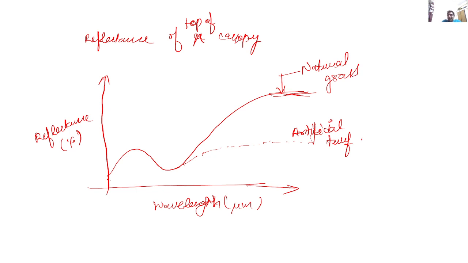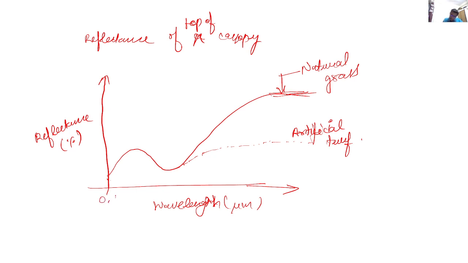If you observe it under the visible spectrum range, that is what we do using our eyes also. If you are observing an astroturf, which is artificial turf, versus a natural grassland, the colors would look pretty similar. But how to distinguish that? You distinguish that using the near infrared band.